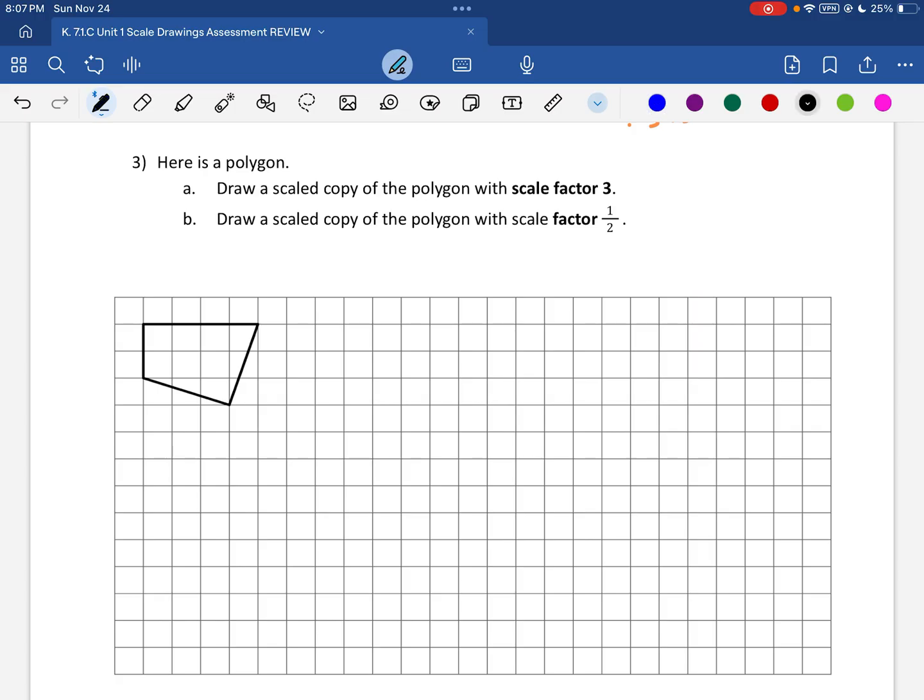Let's do A first. I'm going to start the figure right here in this corner. One of the things that I need to do to set me up for success, I need to count or measure every single length that's in this figure. So I'm going to start with that. This is the length of 2. This has a length of 4.